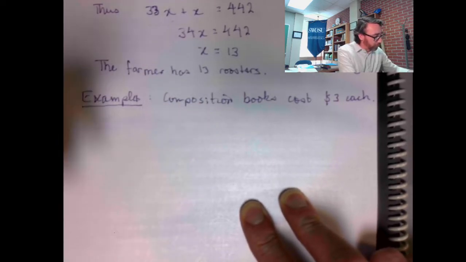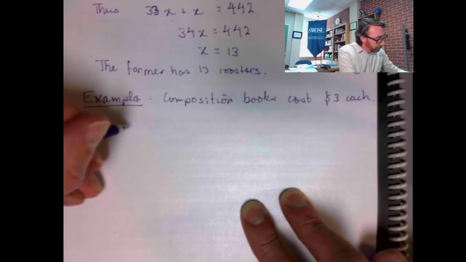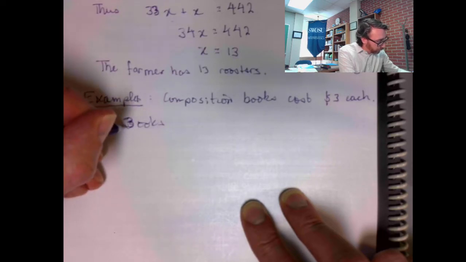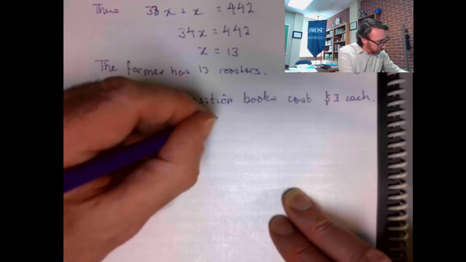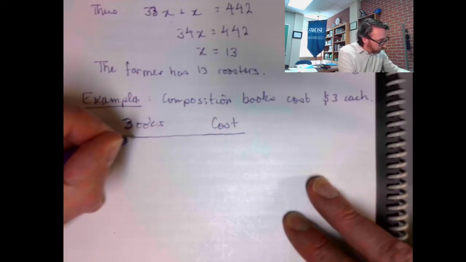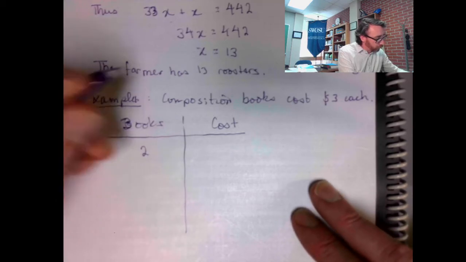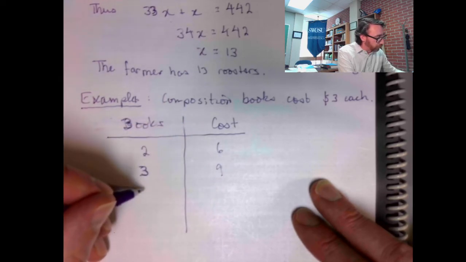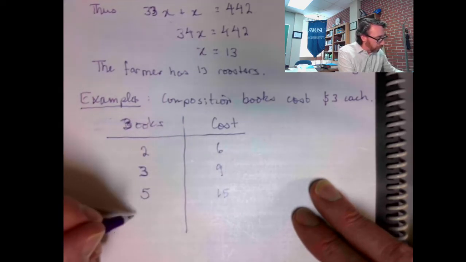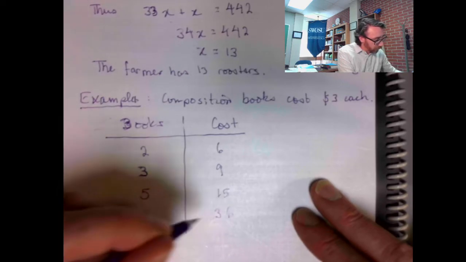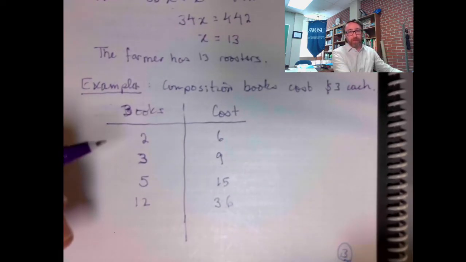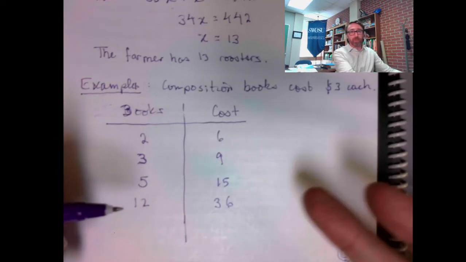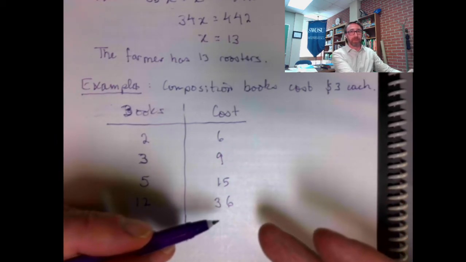Let me make a little table like this. In this column I will have the number of books I'm buying, and over here I will have the cost. Okay, so 2 books, that would cost $6. 3 books, $9. 5 books, $15. 12 books, $36. And of course the idea is that whatever value I have over here, I take that number and multiply it by 3 to get the cost.